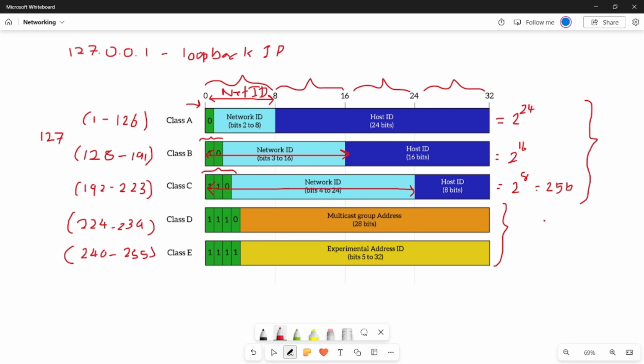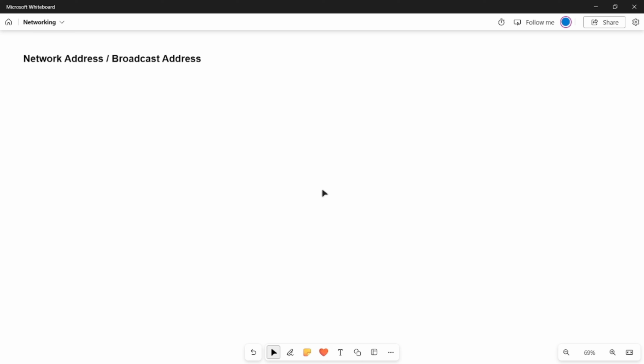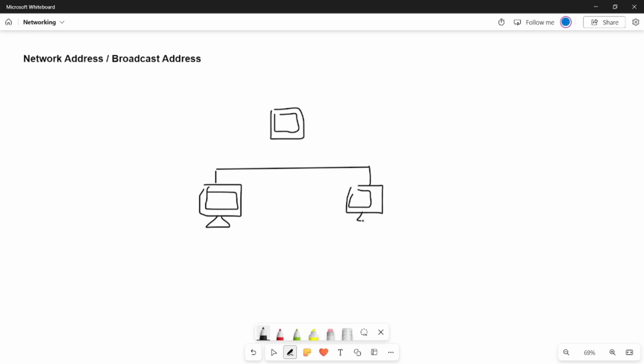So let's move on to our next part. The next part that we have to discuss is network addresses and broadcast addresses. When we have a network, every network contains a network address and a broadcast address. Let's say we have a network with three terminals, connected like this. Imagine this is a network that contains only these three machines.